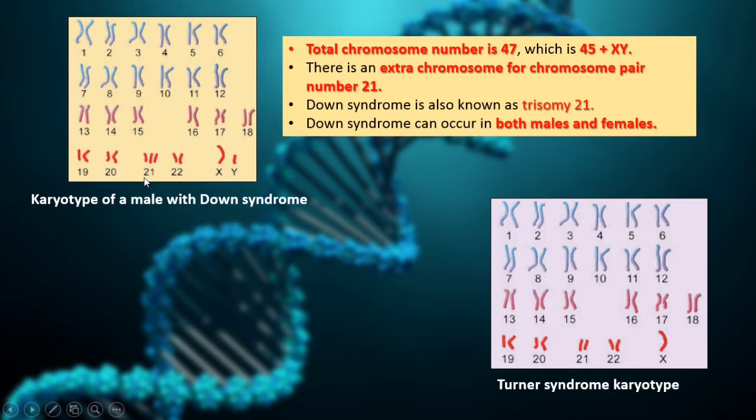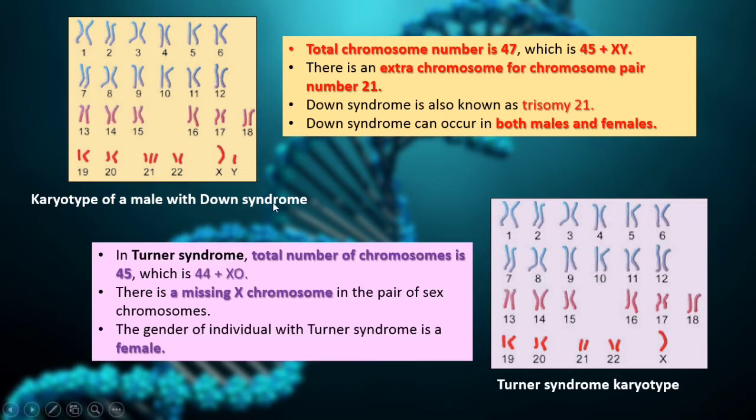So this is Turner syndrome, and this is the karyotype of Turner syndrome. In Turner syndrome, the total number of chromosomes is 45, where the karyotype is 44 plus XO. There is a missing X chromosome in the pair of sex chromosomes. The gender of an individual with Turner syndrome is female. Here you can see that the sex chromosome is only 1. So 45 means 44 autosomes plus X only.